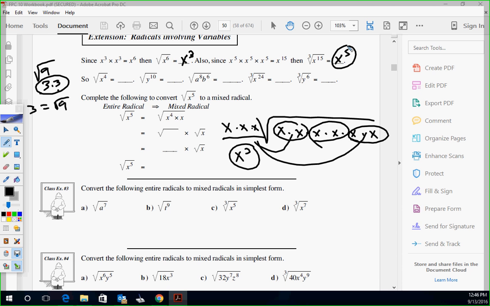Okay, they're not always nice and smooth. 4 divided by 2 is 2. 10 divided by 2, y to the 5, yep. These are the same, we just do them separately. 8 divided by 2, a to the 4. 6 divided by 2, b to the 3. Am I going too fast? Are you following me? I'm just dividing the exponent by the index. 24 divided by 3, x to the 8. 6 divided by 3, y squared.